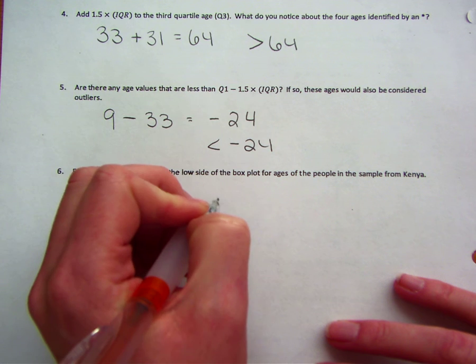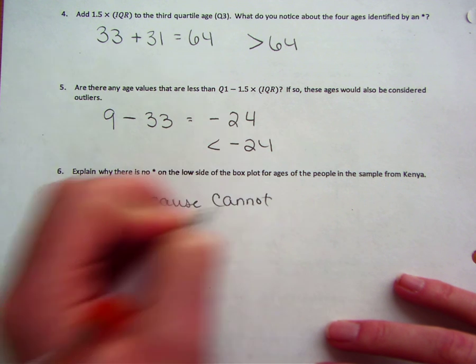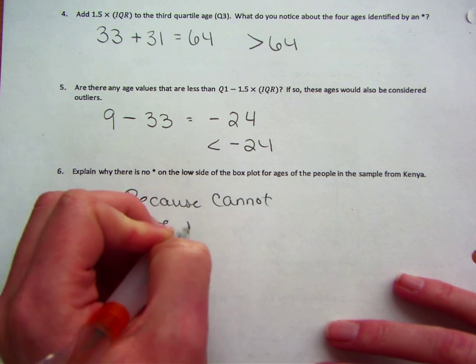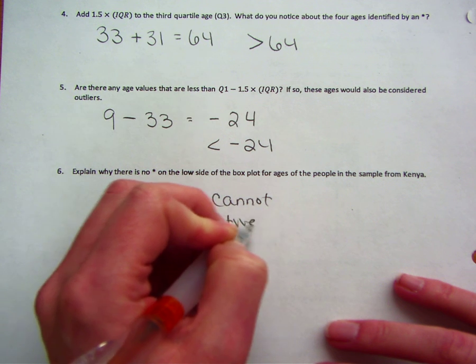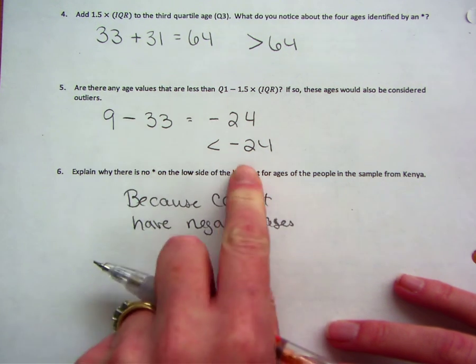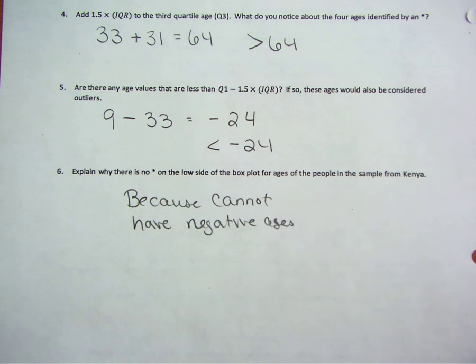So we cannot have negative ages. If a value has to be less than negative 24, then we can't have a value for an age that's less than a negative number.